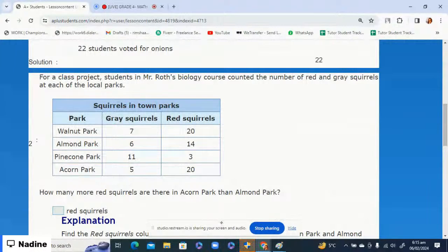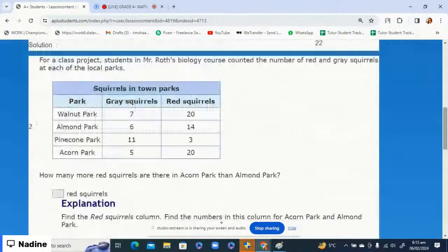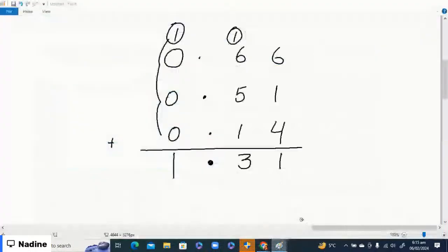So, how many more red squirrels are there in the Acorn Park than Almond Park? We just need to check how many red squirrels. We are not using the gray squirrels, only the red ones, and we check the difference between the Acorn and the Almond parks. When we check the difference, we are basically always subtracting. So we subtract these two numbers. Which number is greater here? Greater is 20 and less is 14. So we subtract 14 from 20.